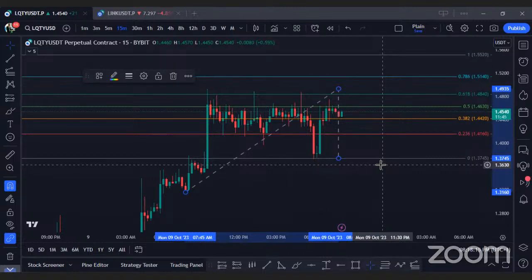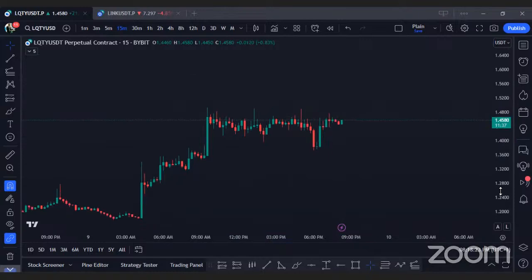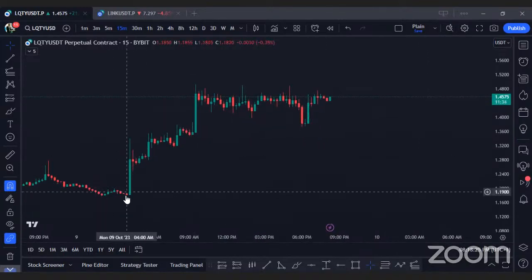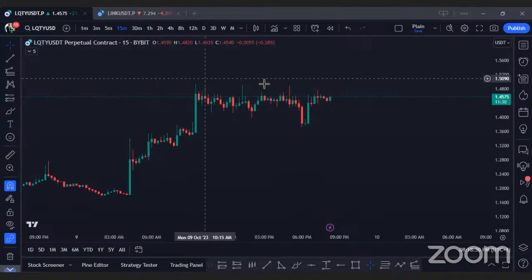That is how I can draw this and use it to look for levels. And I can equally decide to take this from this move here. So we had the major move here, it consolidated for a while, moved up, consolidated, moved up, and all of that.